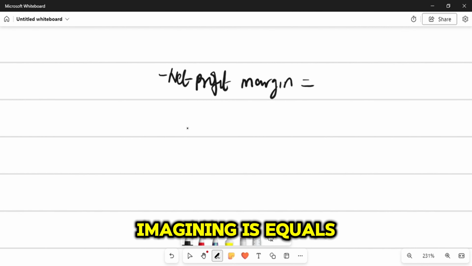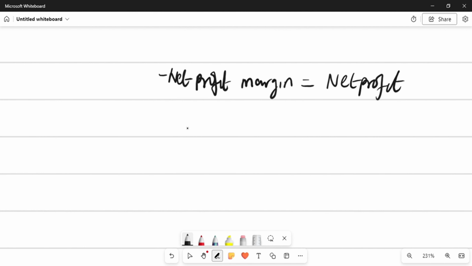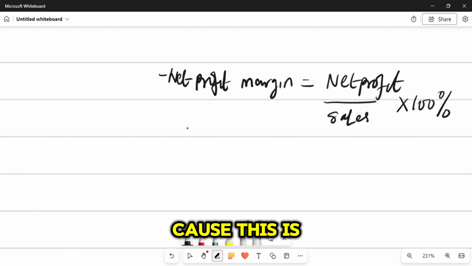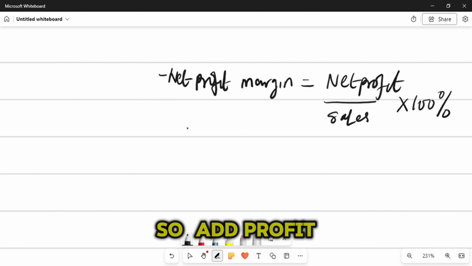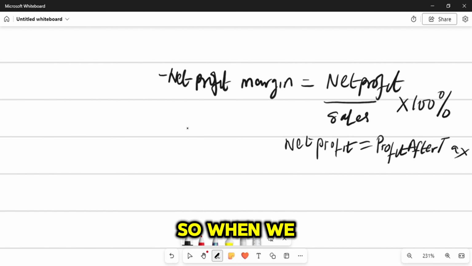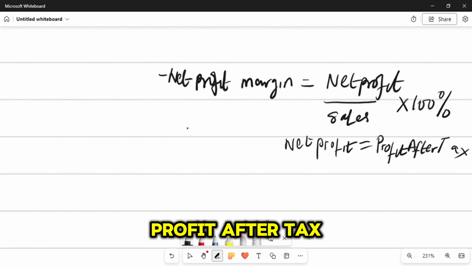So the next ratio under profitability ratio, we have the net profit margin. So this net profit margin is equal to net profit divided by sales, multiplied by 100%, because this is also supposed to be in percentage. When we talk about net profit, we mean profit after tax. In the company accounts of the financial statements, you usually see things like profit before interest and tax, profit before tax, before you now see profit after tax. So to calculate net profit over sales, or net profit margin, you use your profit after tax.